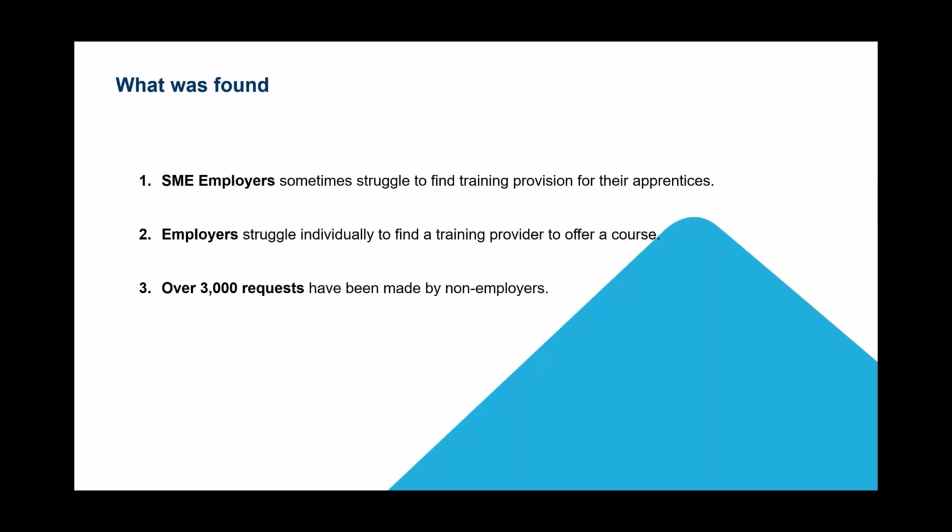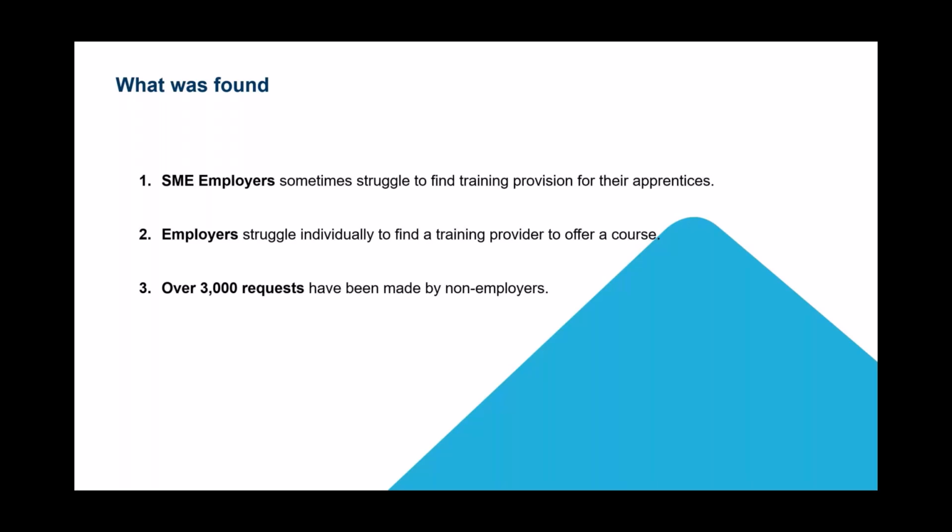Our team at the Apprenticeship Service was tasked with improving the aggregated employer demand service, which was launched way back in June 2021. During our research, we had found employers sometimes struggle to find training provisions for their apprentices, and this could be because no provision exists locally. Provision exists, but it's not necessarily suitable, or there is simply no provision for the specific standard they are searching for.